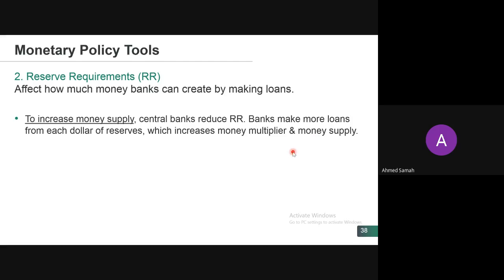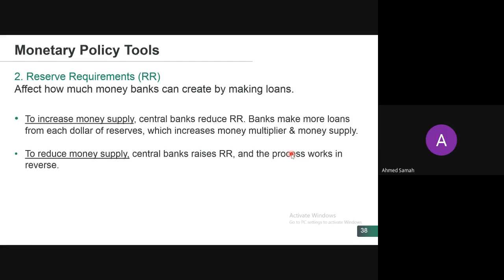The opposite will happen if they want to reduce the money supply. If they want to reduce the money supply, the amount of money which is being created through the loan process, then the central bank will increase their reserve requirement. Commercial banks will have to keep more reserves in the central bank. So that means they will have lower excess reserves now. So they cannot lend as many loans as before.